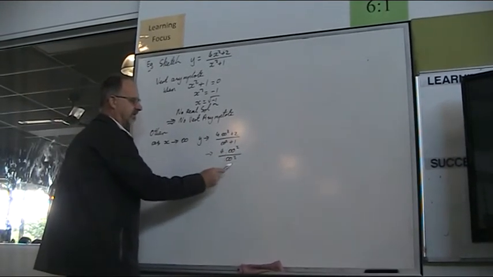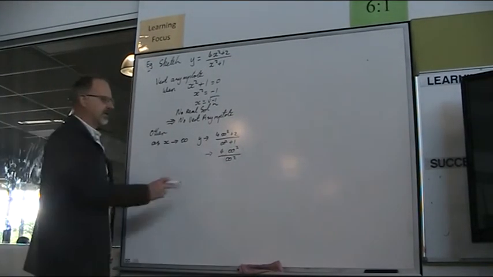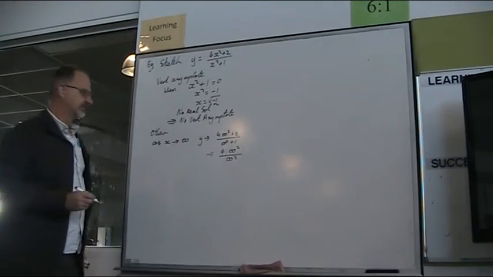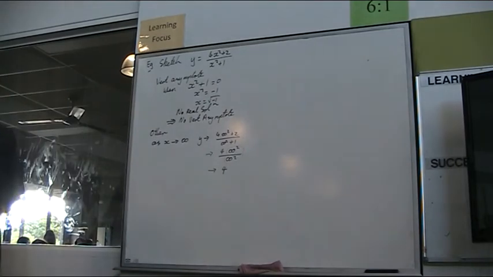The infinity squareds kind of cancel each other out in the end. Well, we've got this 4 up here. So it's going towards 4. Does that kind of make some sort of sense?